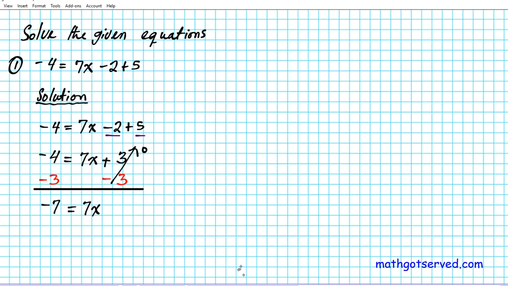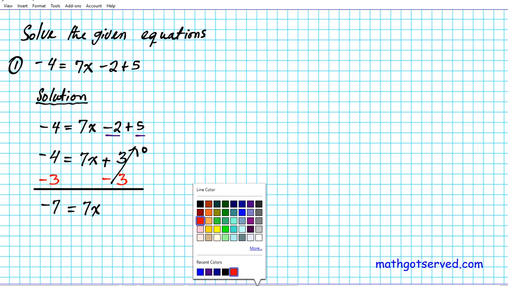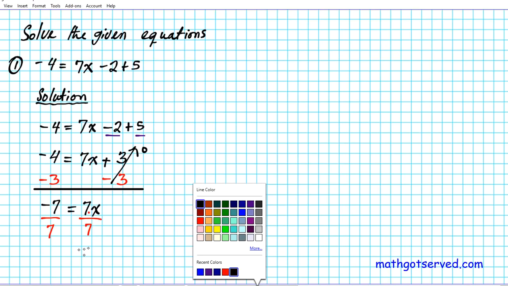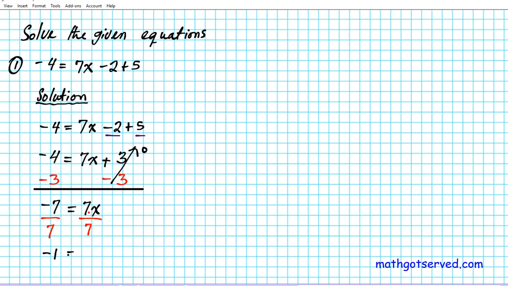Okay. Now to finish off this equation, we need to undo the relationship between 7 and x, which is multiplicative. So how do we undo multiplication? Or in other words, what's the inverse of multiplication? It is division, right? So we proceed to divide both sides of the equation by 7, and that gives us negative 1 equals x, and then we can rewrite it as x equals negative 1 using the reflexive property of equality. So that, ladies and gentlemen, is the answer to question 1.